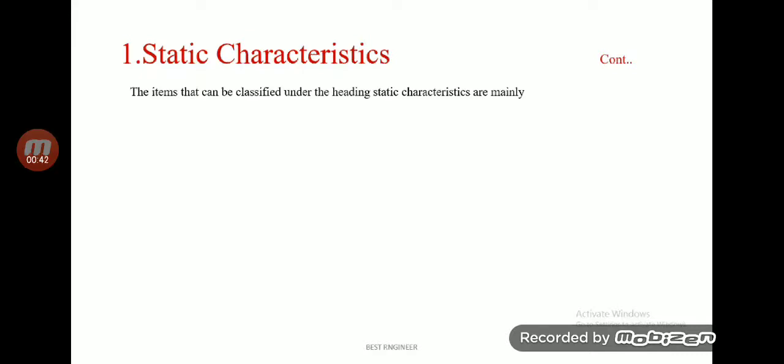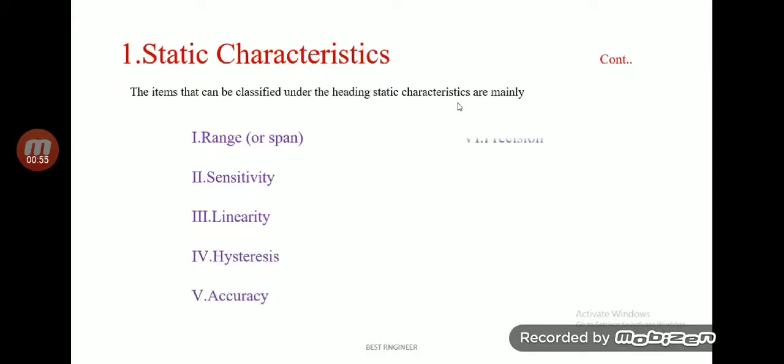The items that can be classified under this heading, static characteristics, are mainly range, sensitivity, linearity, hysteresis, accuracy, precision, reproducibility, drift, and static error. Let us see one by one.